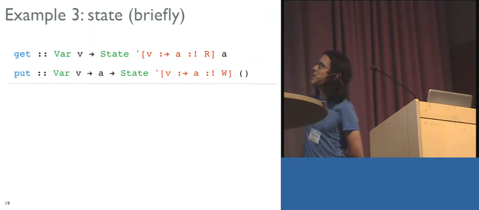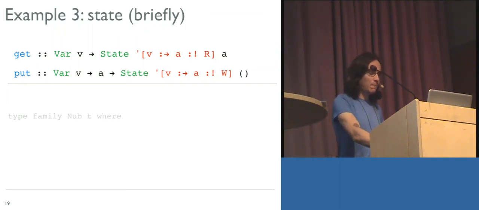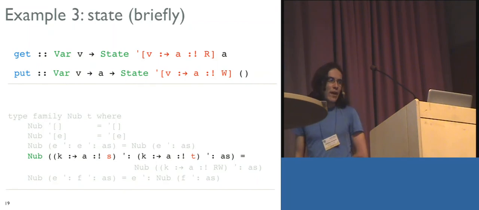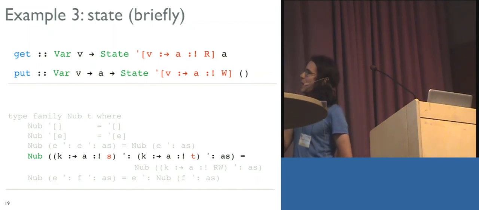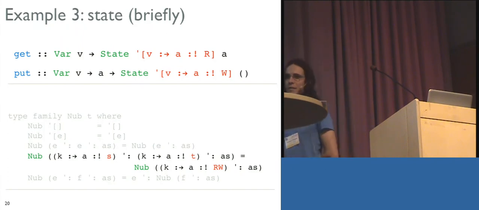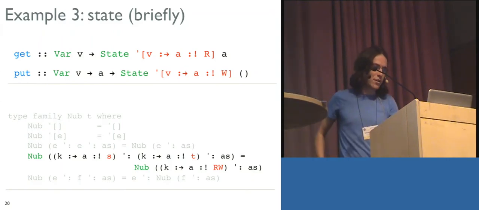It has get and put operations like this, so I can get variable v, and that has the read effect. I can write variable v, and that has the write effect. And the nub function is really similar to before, but it has this extra clause that says if I have a variable, called k, that's not a very good name, and they have the same type but different effects, s and t, then turn that into a read-write effect. So this basically just makes our types a little bit smaller, because quite often you have bits of a computation where you read a variable and write it. So rather than having a read and a write for the variable, you can just do the RW effect.